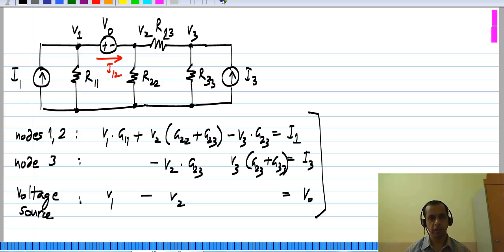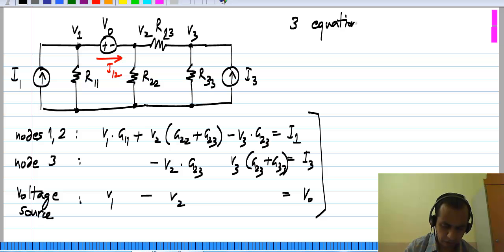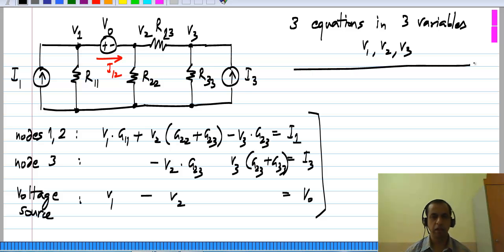We saw how to get three equations and three variables even when we have independent voltage sources in our circuit. The three variables are V1, V2 and V3, and I can solve for these three variables. Now this is fine. We took the equation for node 1 with an unknown current I12, and the equation for node 2 also has the same unknown current I12 but with opposite sign. We combined these two and eliminated that variable.